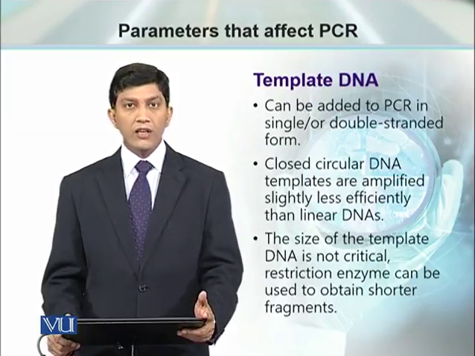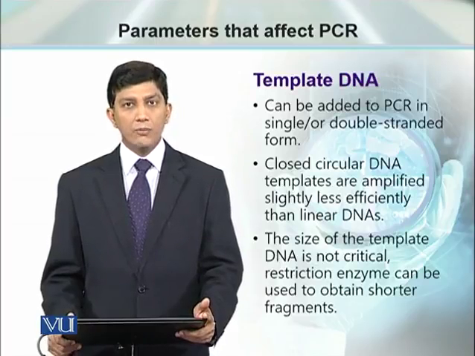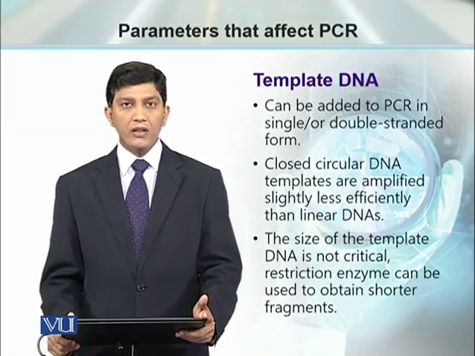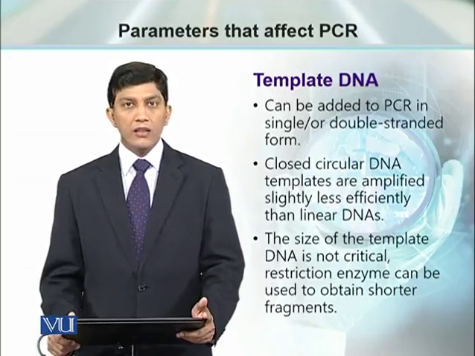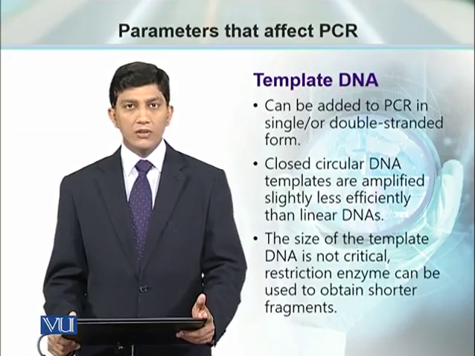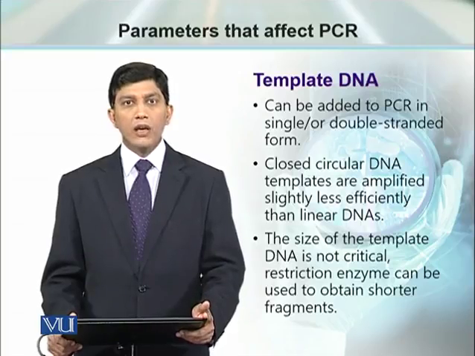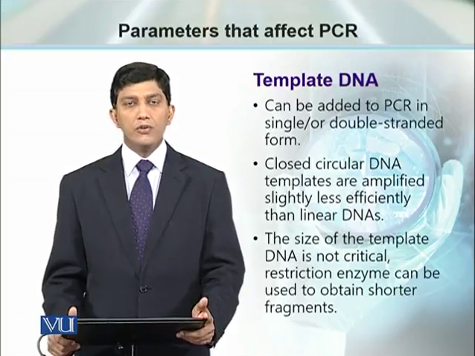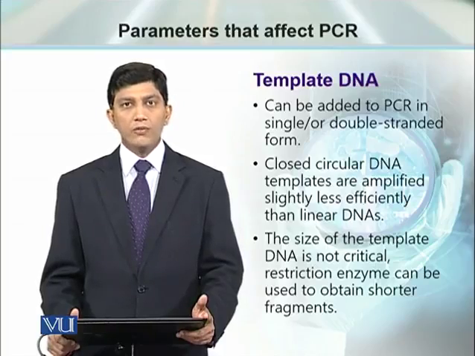Above all, template DNA is required. If the template DNA is linear, the amplification is better as compared to supercoiled DNA. The length of the template DNA is not going to matter. If we want to have a shorter fragment, we can use restriction endonucleases to get smaller fragments of DNA for further study or amplification through PCR.